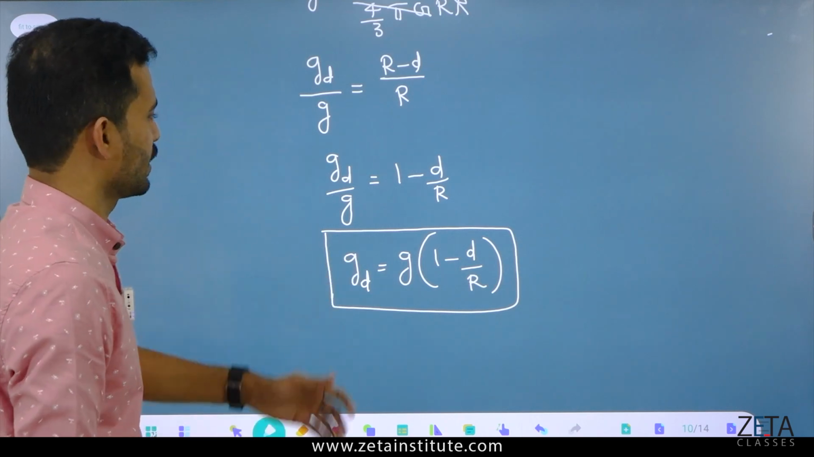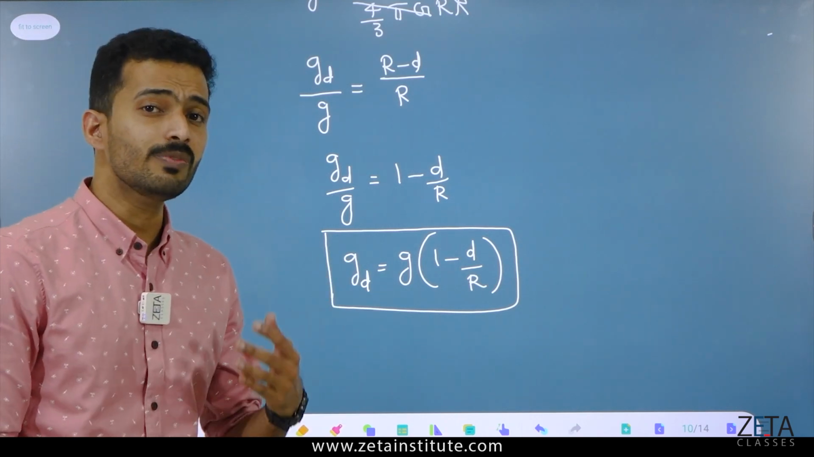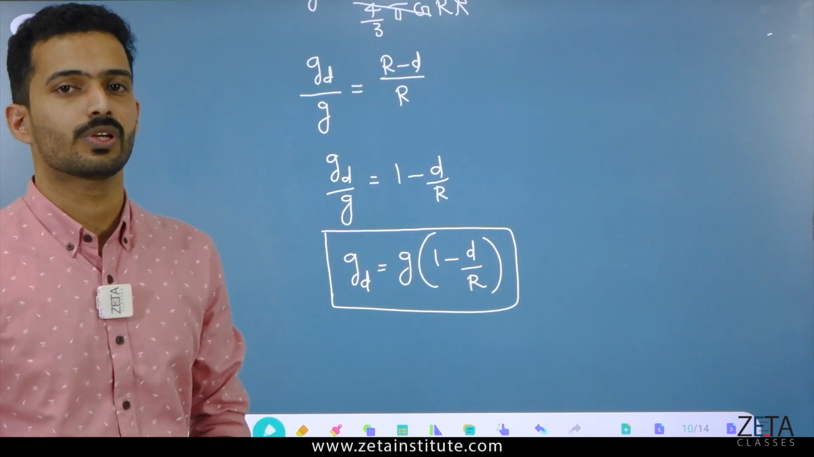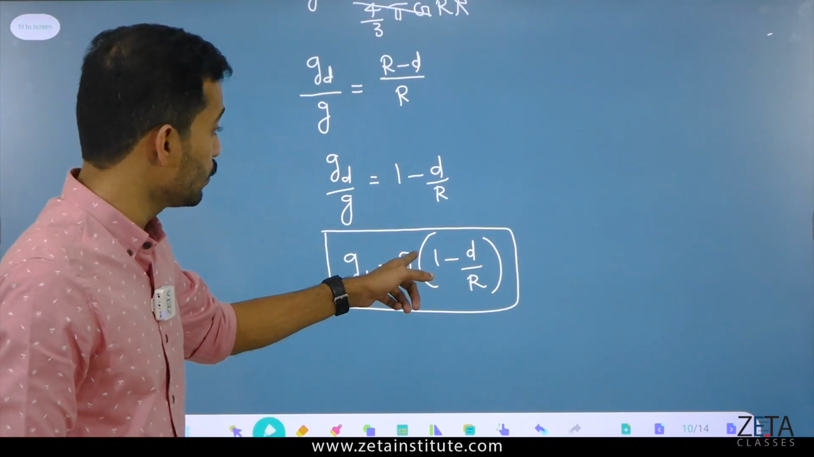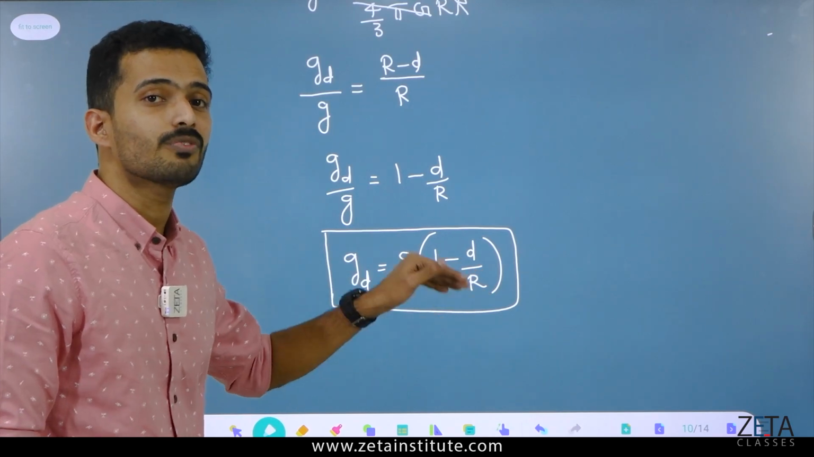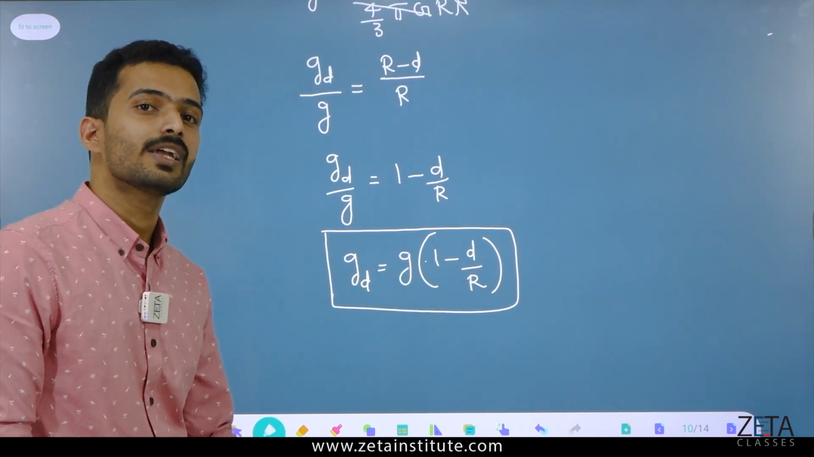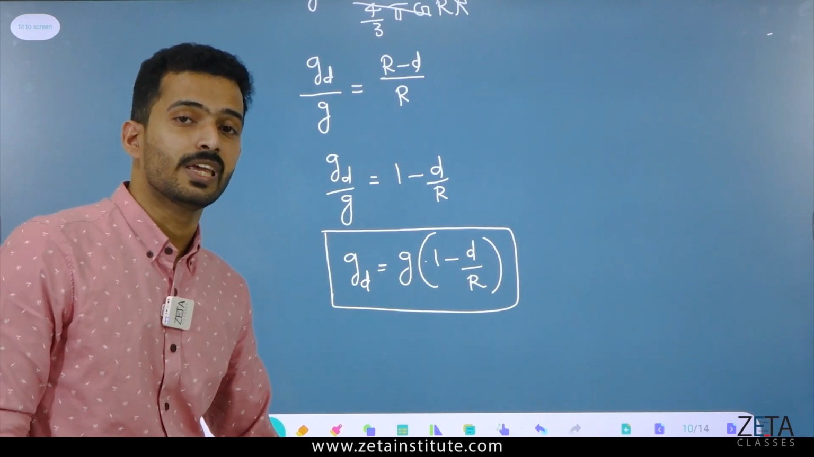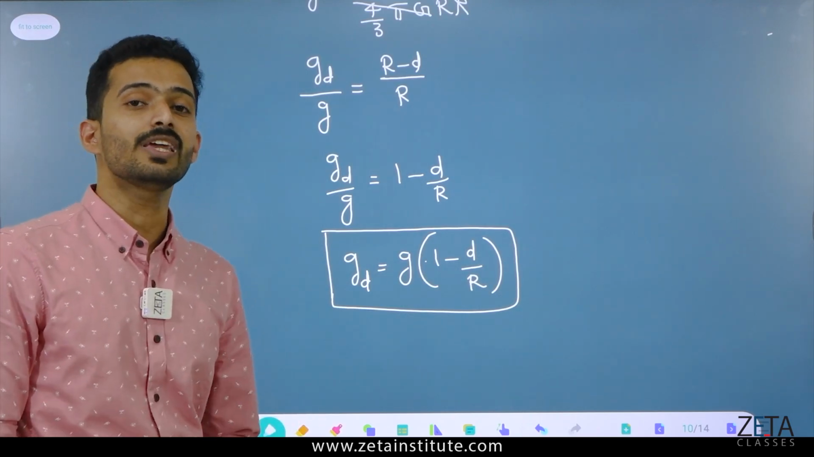So from this equation, we can understand that when we go down, what happens to the value of acceleration due to gravity? That is g minus gd/R. That means the value of acceleration due to gravity decreases. When we go down to a depth d, the value of acceleration due to gravity decreases.